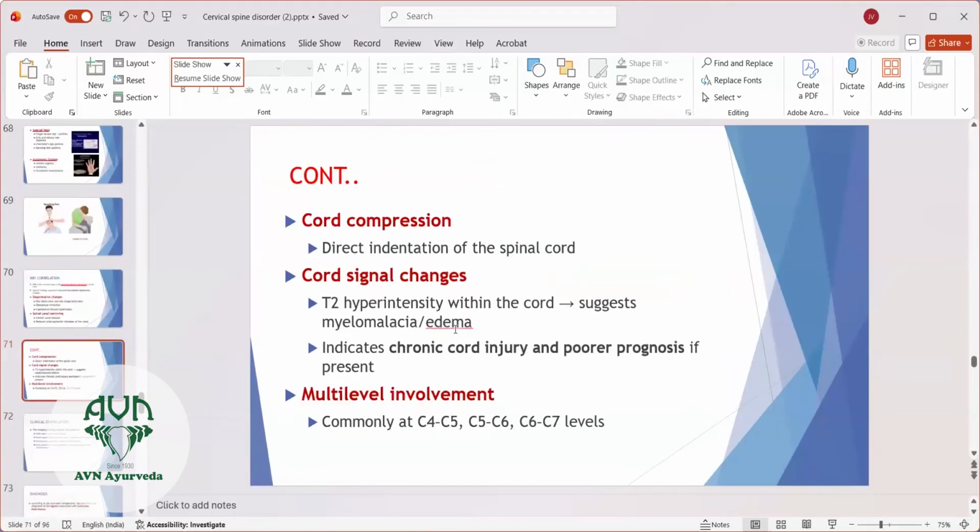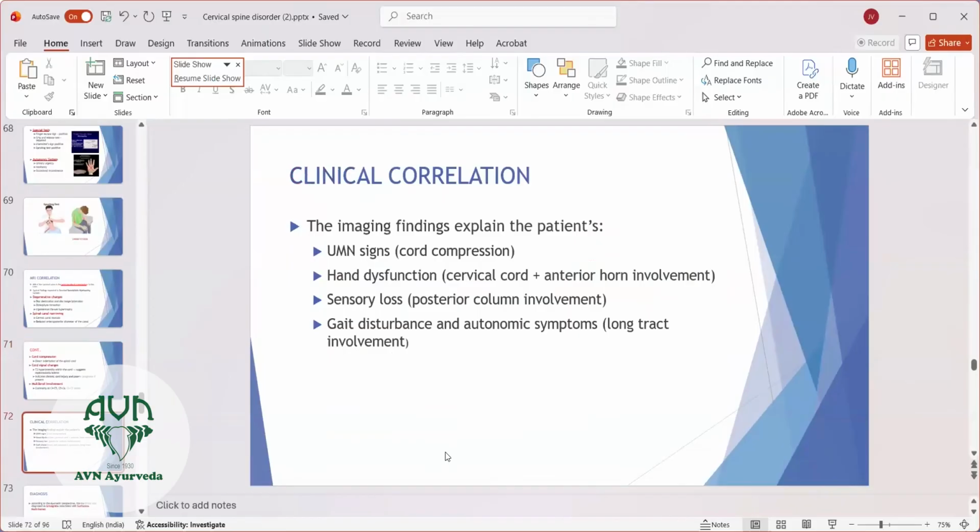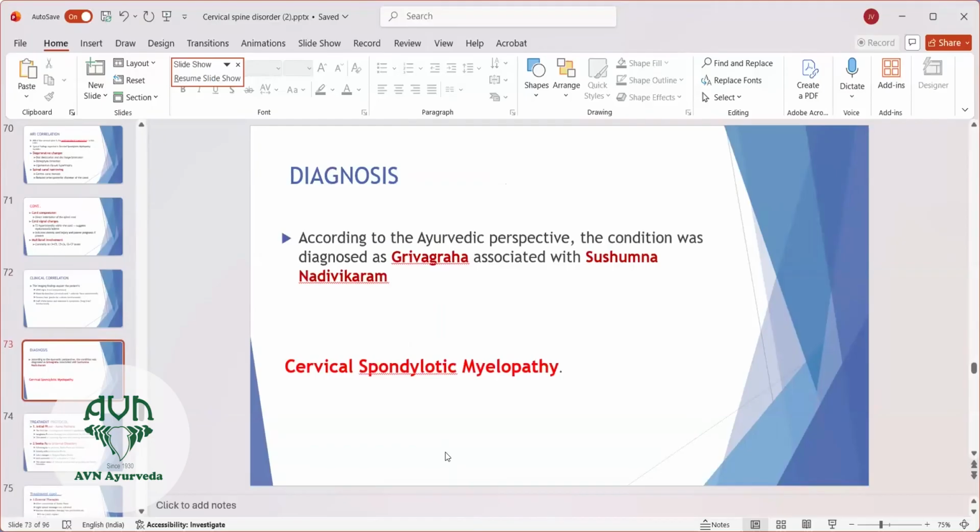While taking the MRI, it is mainly affected at the C4, C5, C5, C6 and C6, C7 levels, where cervical canal stenosis is also observed. So the imaging findings explain the patient's upper motor neuron signs: cord compression, hand dysfunction, cervical cord plus anterior horn involvement, sensory loss, posterior column involvement, gait disturbance, and autonomic symptoms, that is, long tract involvement.